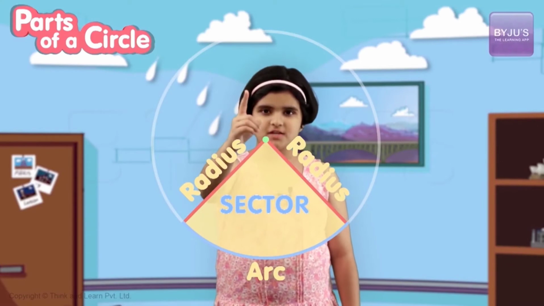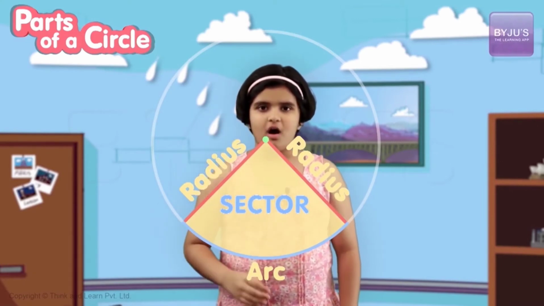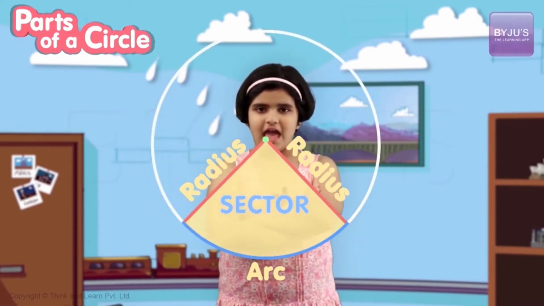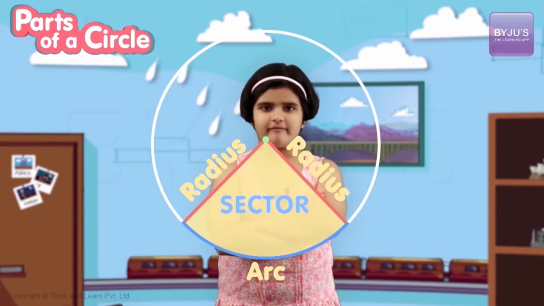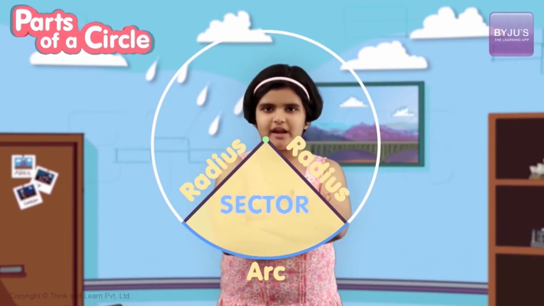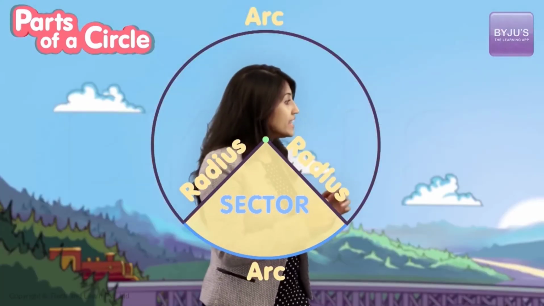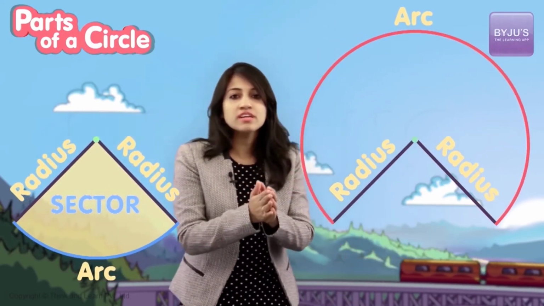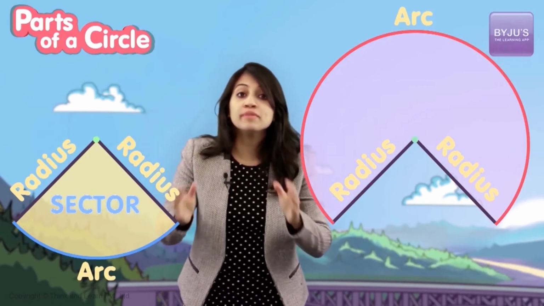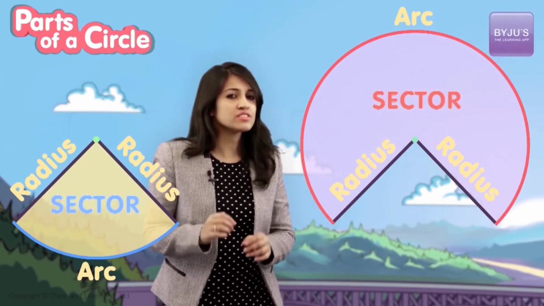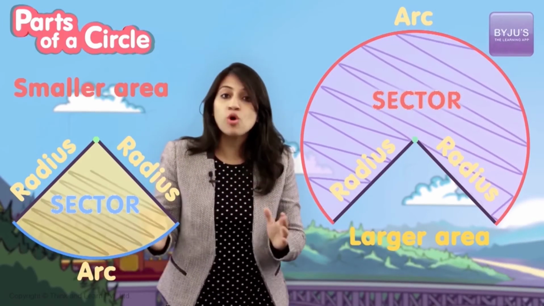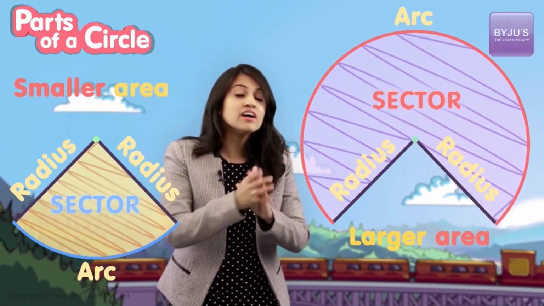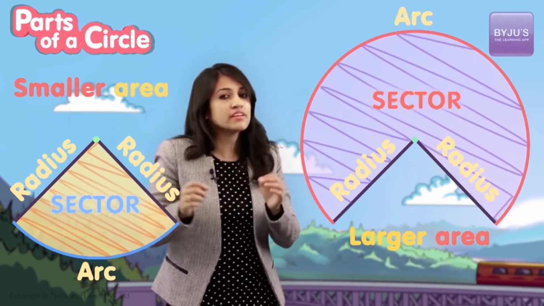I know that this small section is a sector. What about the rest of the circle? And by the definition you gave me, this also has two radii and an arc. Yes, you are right. If you cut the sector out of a circle, then the rest of the circle also makes a sector. The only difference is that one is larger and one is smaller in terms of the area enclosed between the radius lines.